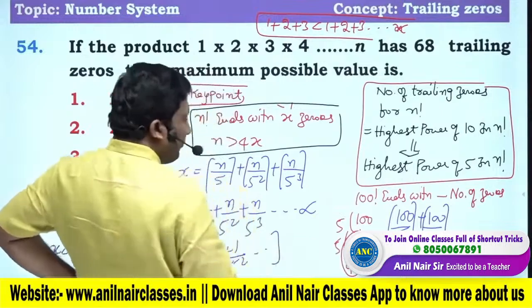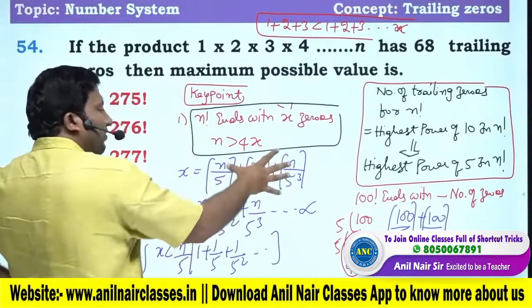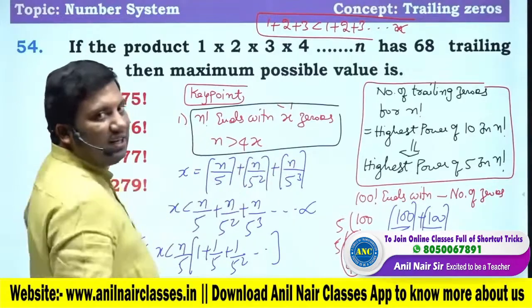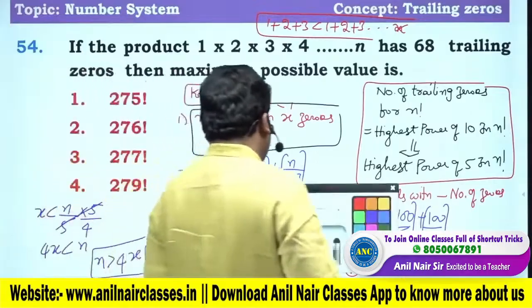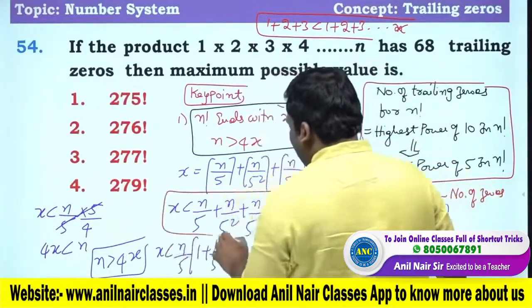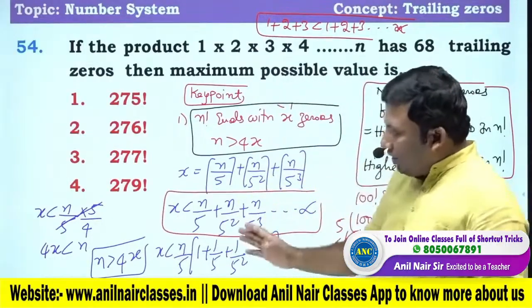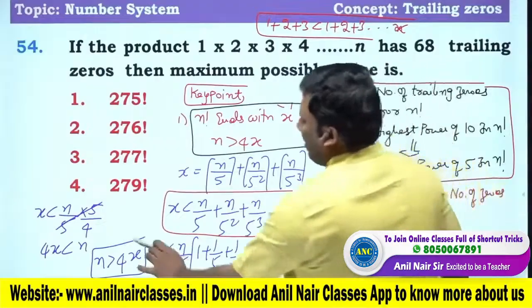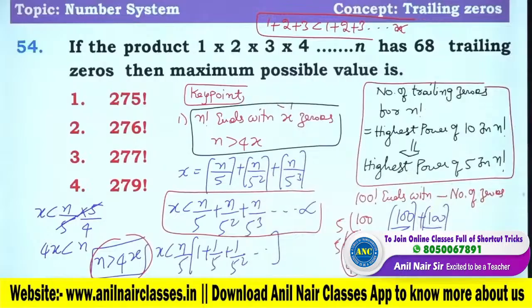Am I right? Depending upon the value of n, this is a finite series. A finite series is always less than infinite. So x is less than n by 5 plus n by 5 square, n by 5 cube, and so on up to infinite. So n will be greater than 4x. Very, very important key point, sir. Please write down. Now, let us solve this question.